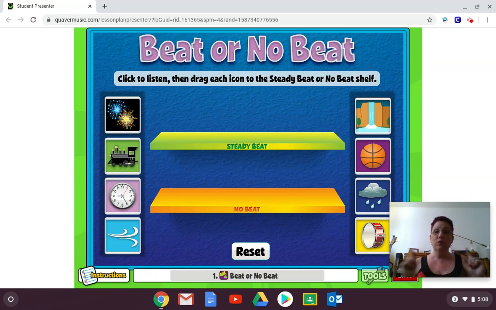So first I want to look for my steady beats. Let's look at only the left side and let me play each one for you. This is the firecracker. Okay. This is the train.